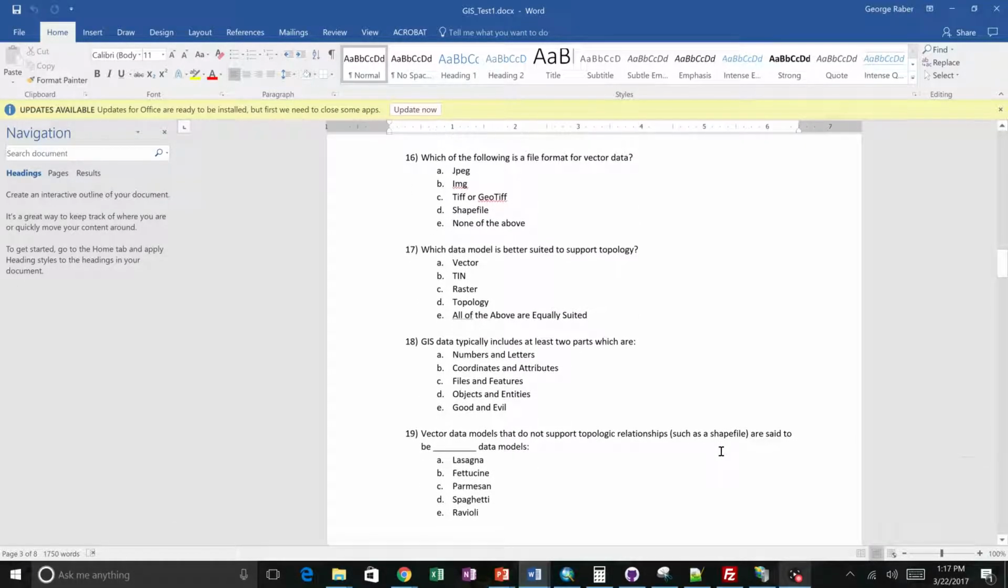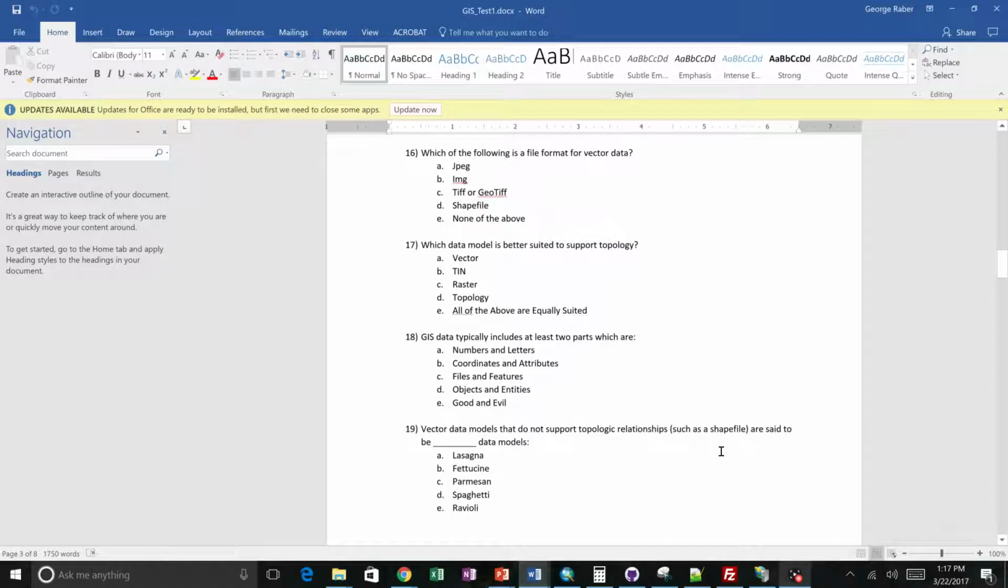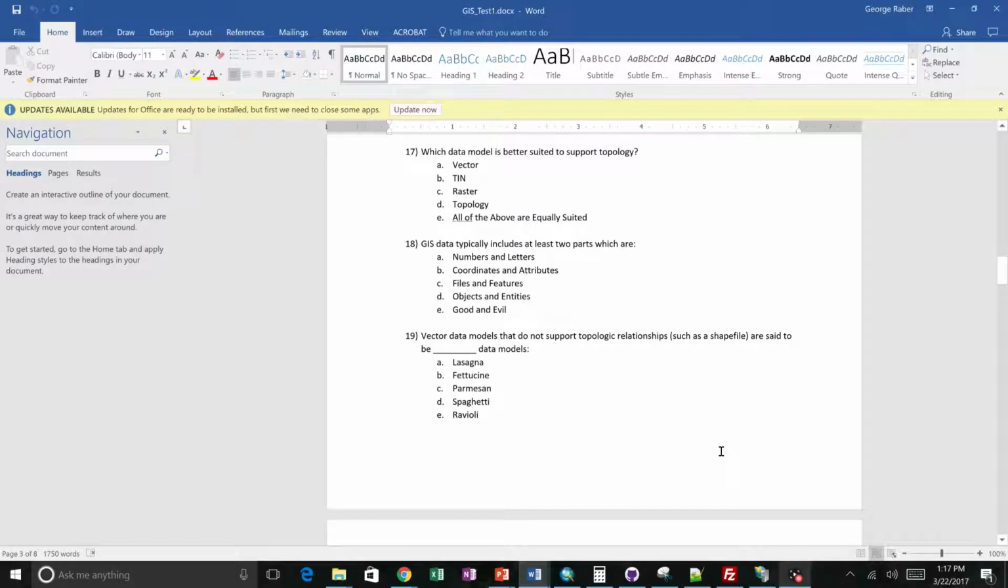Which of the following is a file format for vector data? JPEG, IMG, TIFF, or GeoTIFF are all raster data formats. They're basically images. So D is the correct answer. E is not correct because D is a correct answer. Shapefile. We used shapefiles in this course for most of the labs, and they were vector points, lines, and polygons.